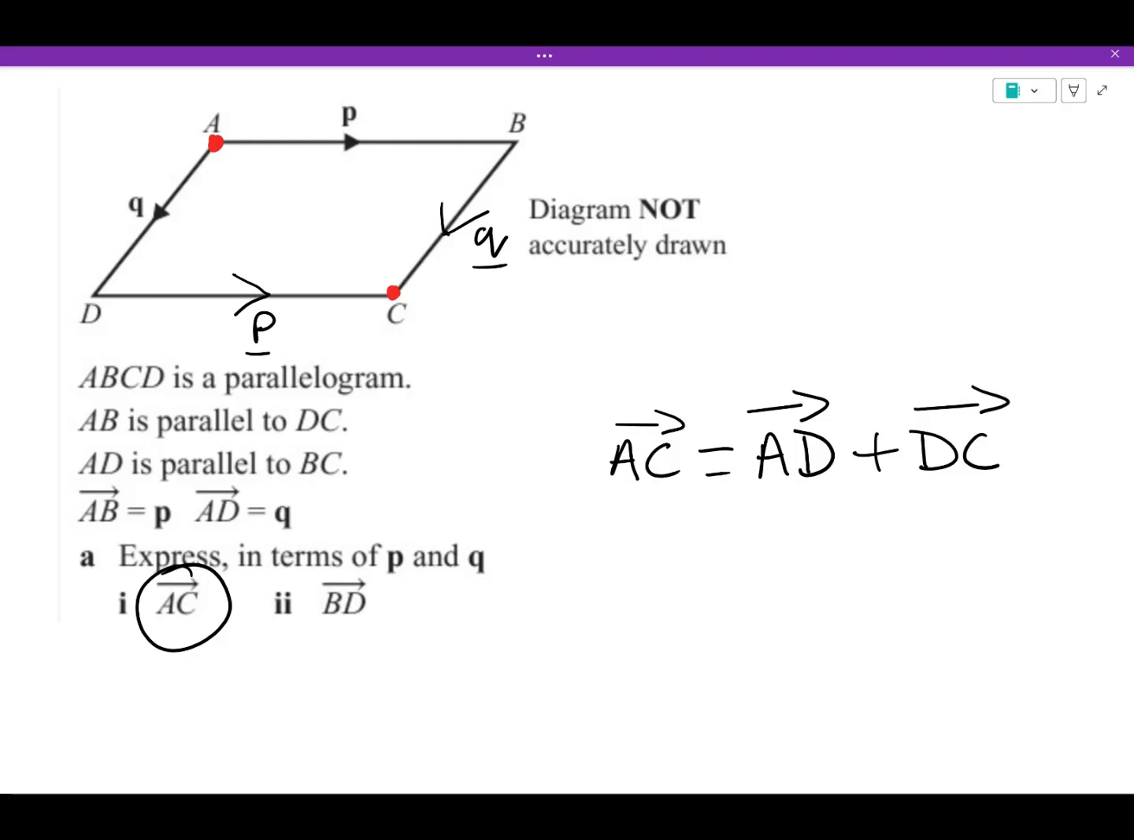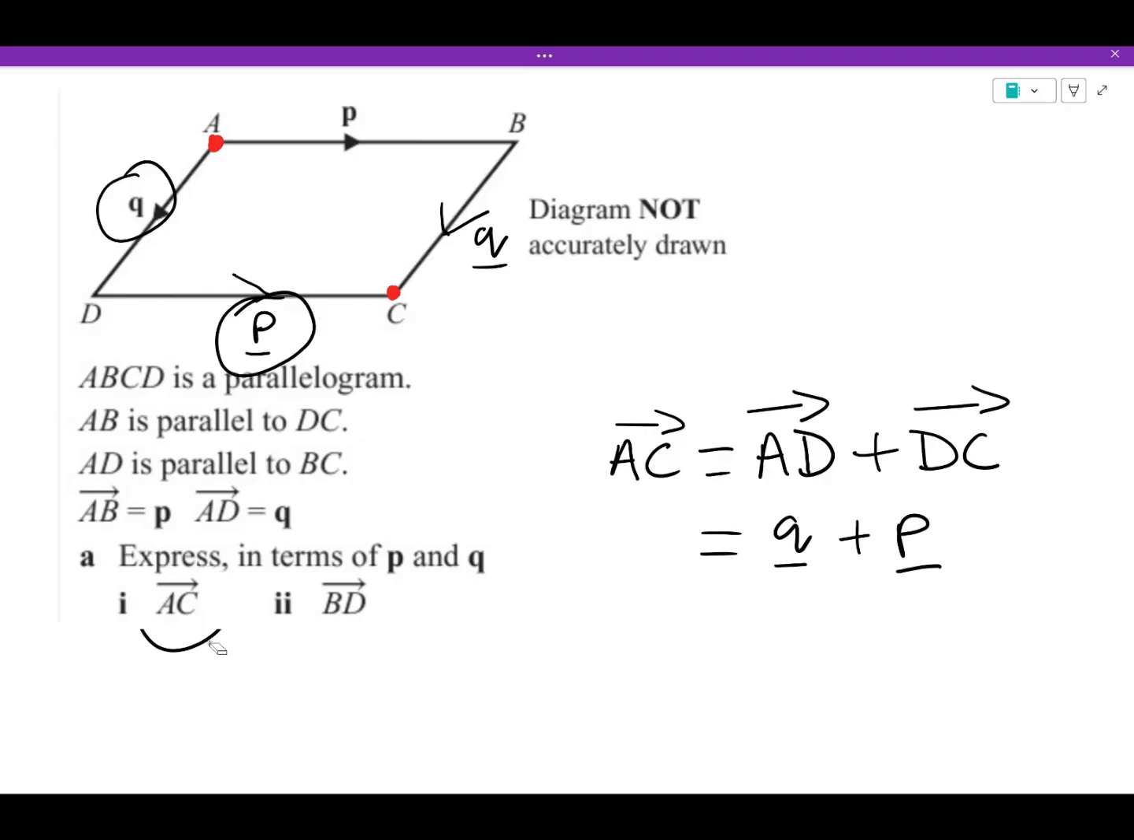And now what I need to do, because I've ended up at C, I need to replace both of these in terms of P and Q. So A to D was the vector Q, and then D to C was the vector P. So we're going to plus P to get the resultant, and that is my final answer.